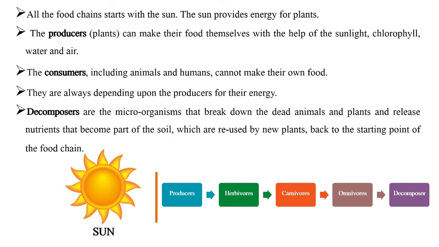The producers, that means the plants, make their food themselves with the help of sunlight, chlorophyll, water, and air. The consumers, including animals and humans, cannot make their own food. They are always depending upon the producer for their energy. The decomposers are the microorganisms that break down the dead bodies and plants and release nutrients that become part of the soil, which are reused by new plants, back to the starting point of the food chain.